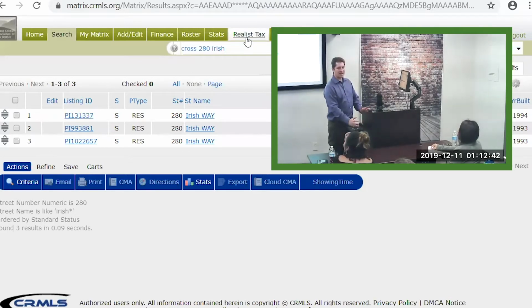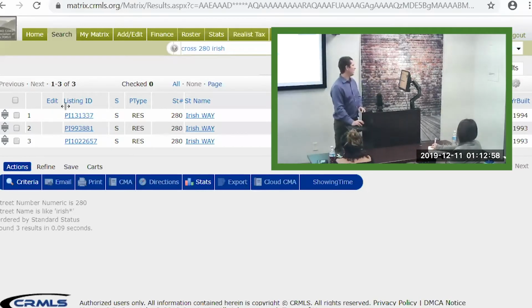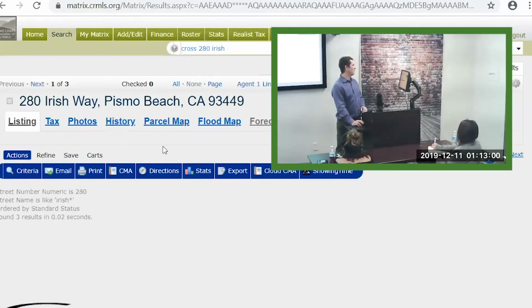and I would pull up the tax records and I would print the tax records. I just need to know square footage, bedroom size, baths, just the basic information, lot size. That information's on Realist. It's on My First AM. You can call title companies if you can't get it here. If you get it here, you're just going to click on the listing.